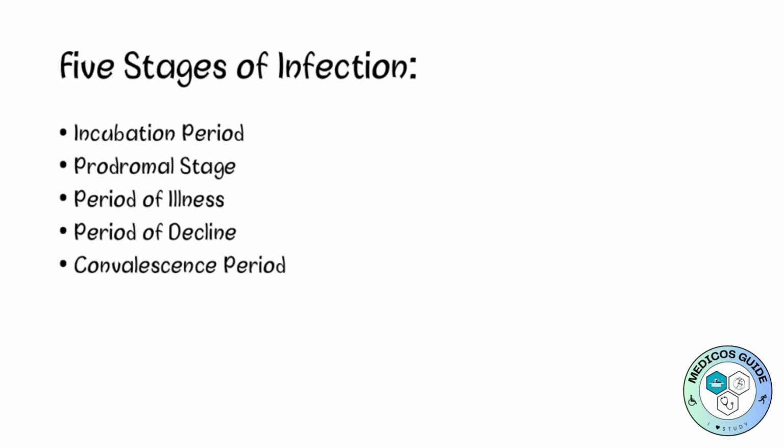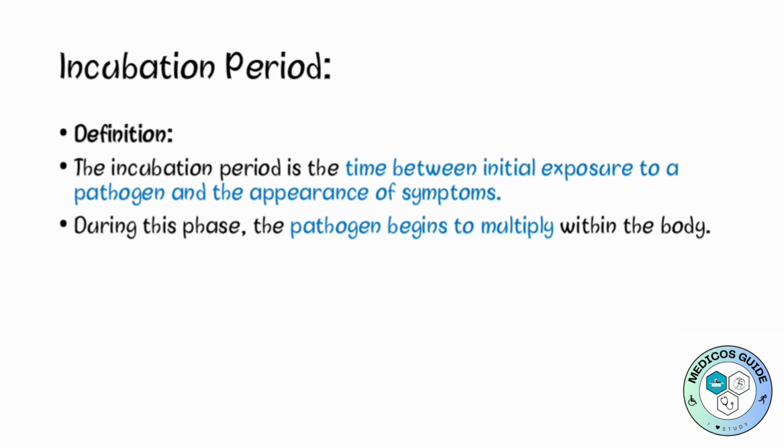So let's first discuss the stages of infection, and there are five distinct stages of infection. The first one is incubation period, then prodromal stage, then period of illness, period of decline, and the last one is convalescence period. Diseases have stages just like stories have chapters. Let's explore each stage in detail.